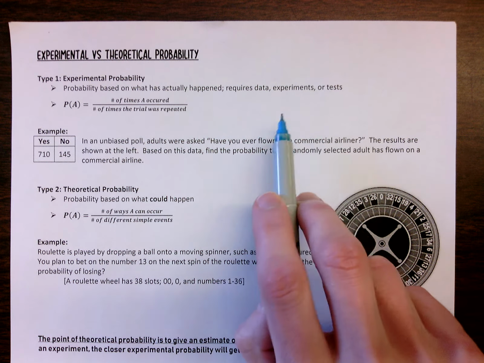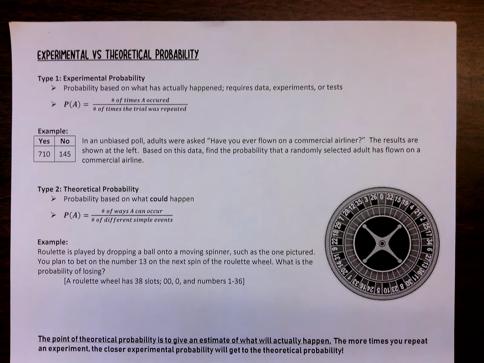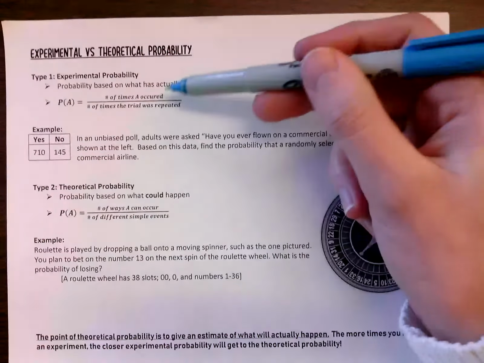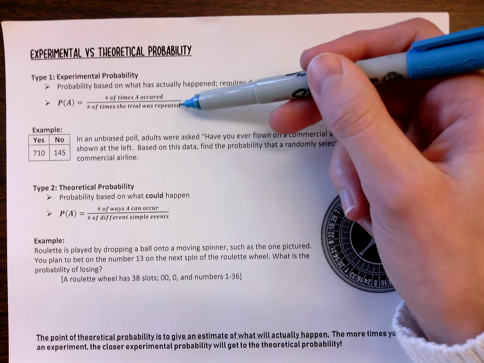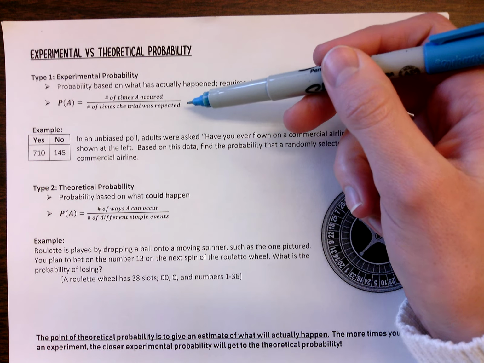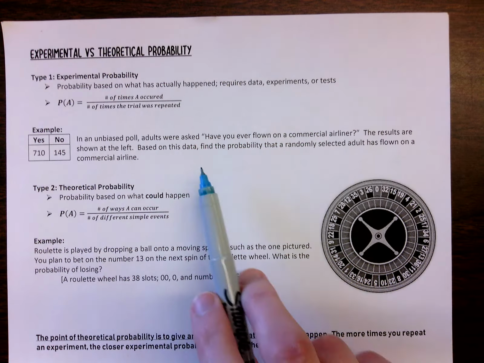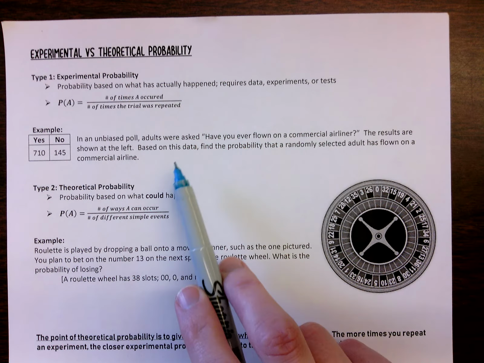Experimental probability, based on what has actually happened, requires some kind of data or experiments or tests to be able to work with. It's the number of times that an event occurred divided by the total number of times that the trial was repeated.